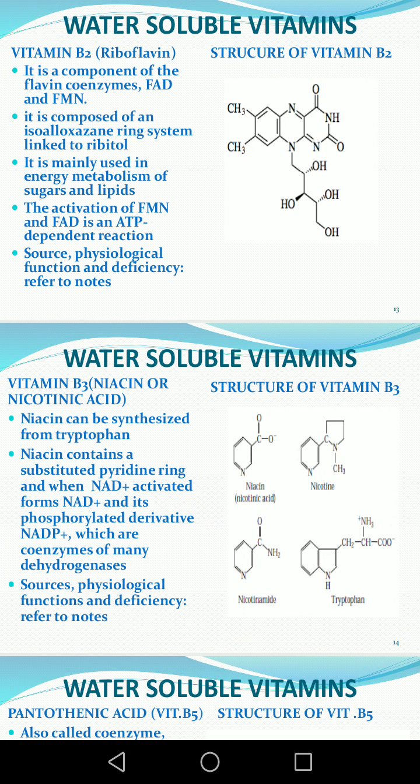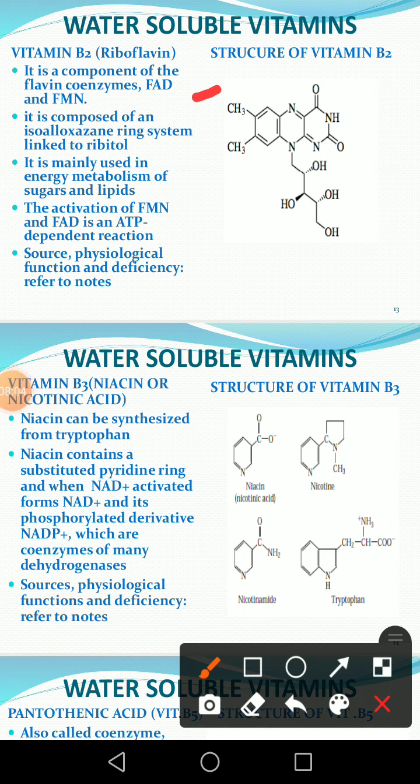Vitamin B2 and vitamin B3. Vitamin B2 is known as riboflavin. It is a component of the flavin coenzymes FAD and FMN. It is composed of an isoalloxazine ring system linked to ribitol. It is mainly used in energy metabolism of sugars and lipids.